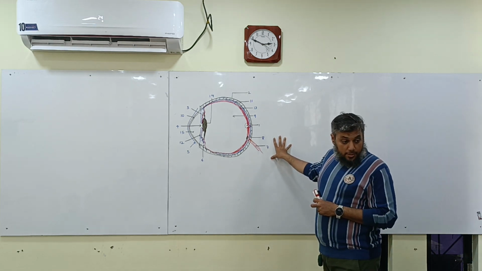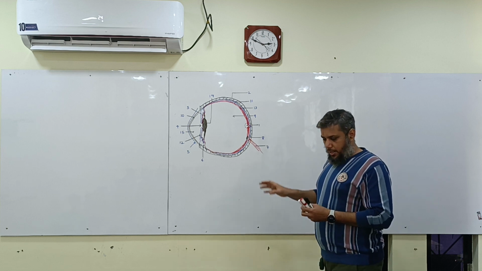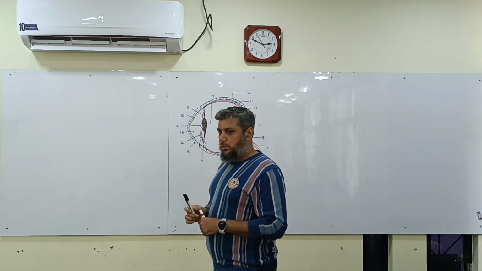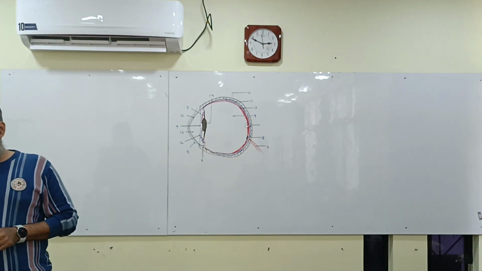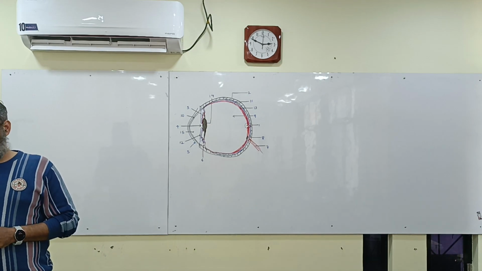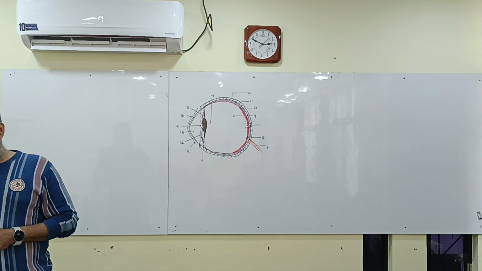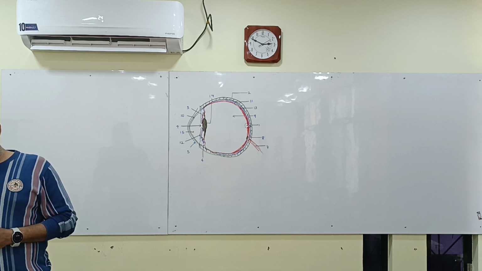Human eye. How many eyes do you have? Two. Where are they located? On the ventral or the dorsal side? Dorsal.